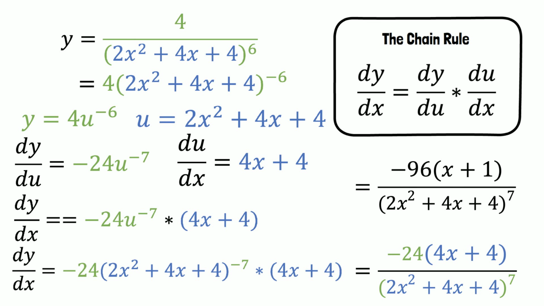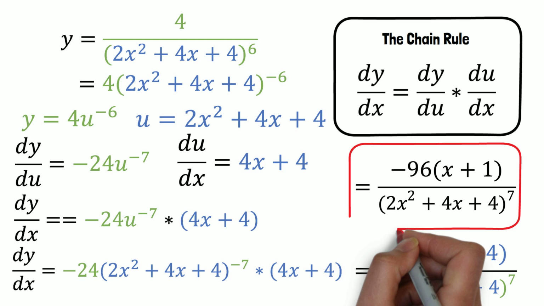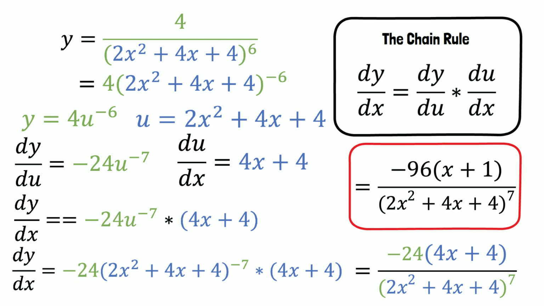Simplifying this gives us minus 96 multiplied by x plus 1 divided by 2x raised to the power 2 plus 4x plus 4 raised to the power 7. This is the final answer. We have found the derivative of our original function using the chain rule. That brings us to the end of the video.